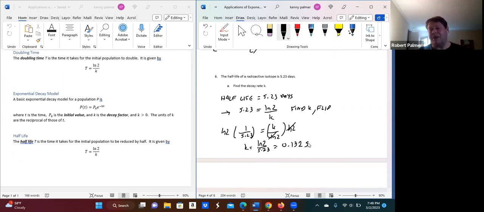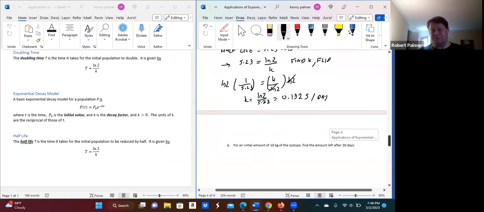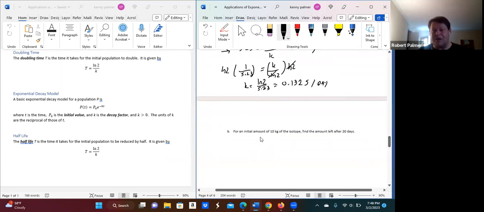Okay. That's my K. And since my time was given in days, this is per day. Just remember, your units of time and your units of your growth constant, growth factor, or decay factor should be reciprocal units. Okay. The last thing I want to do is find, for an initial amount of 10 kilograms of this isotope, the amount left after 20 days.